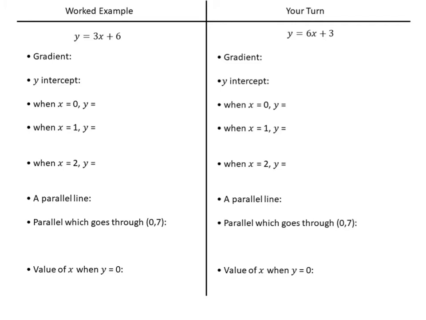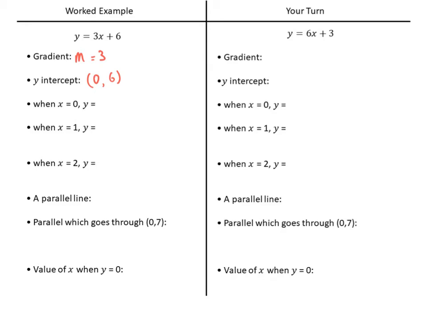Right, first one. Y equals 3x plus 6. Here we can pull the gradient and y-intercept out really easily because our line is in this y equals format. So our gradient m is the coefficient of x, which is 3. Our y-intercept, the point the line crosses the y-axis, will be at 0 because our y-intercept always has an x-coordinate of 0, 6, so positive 6.